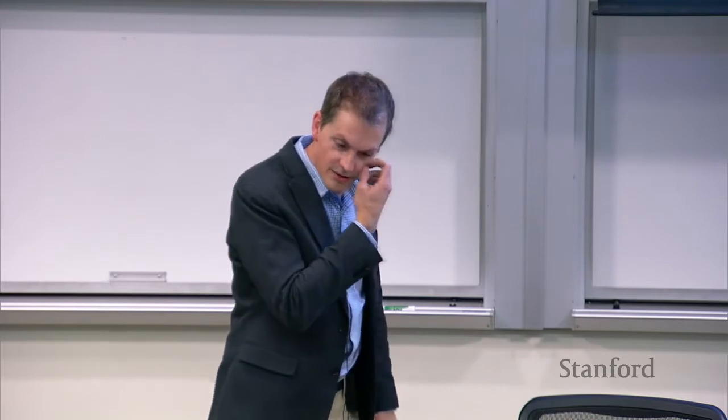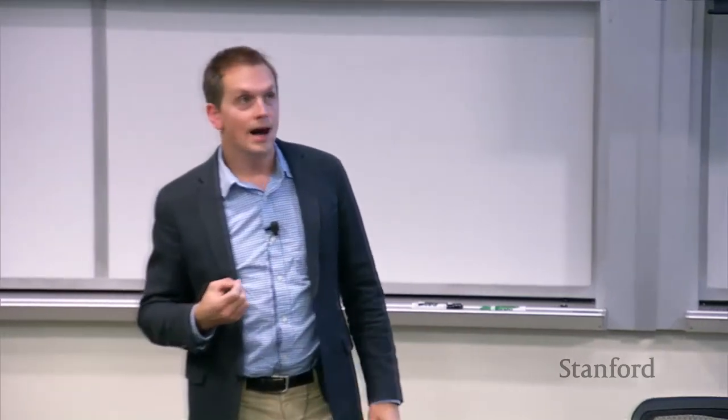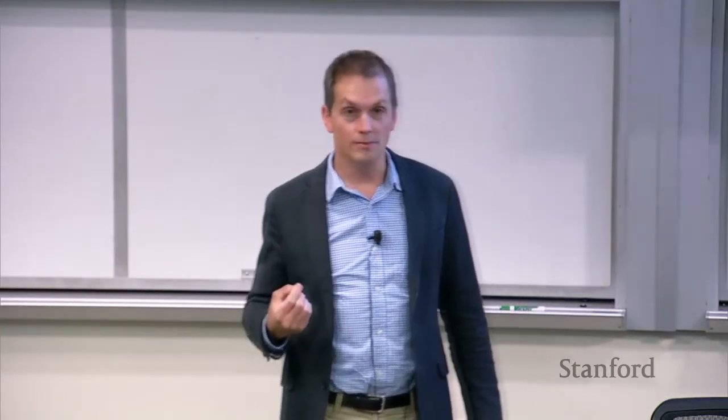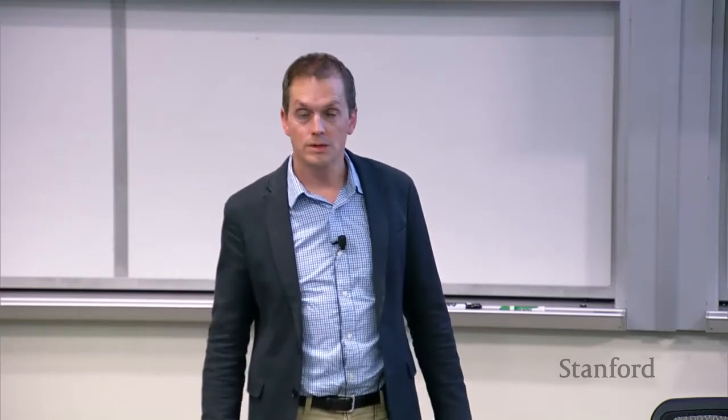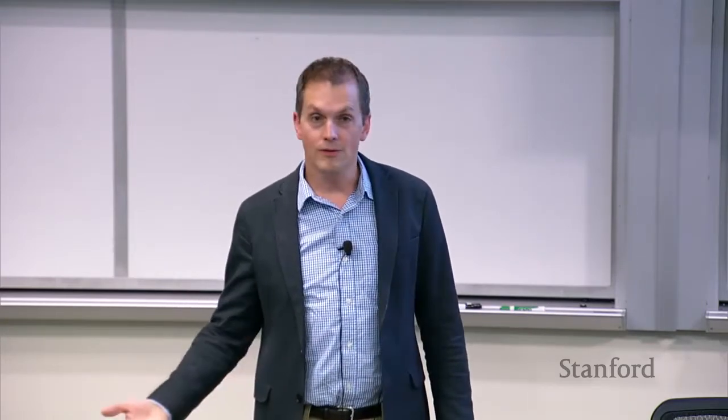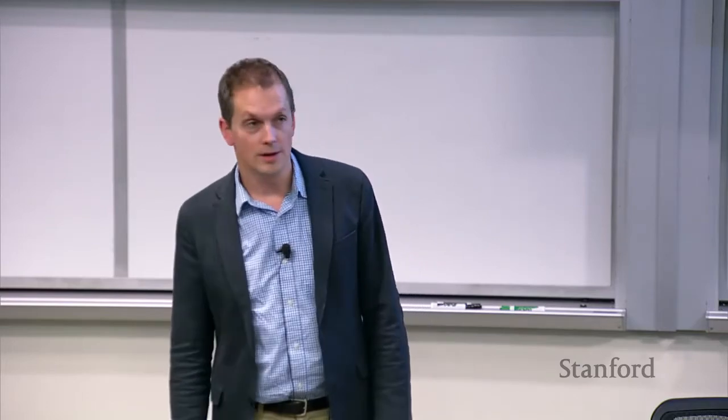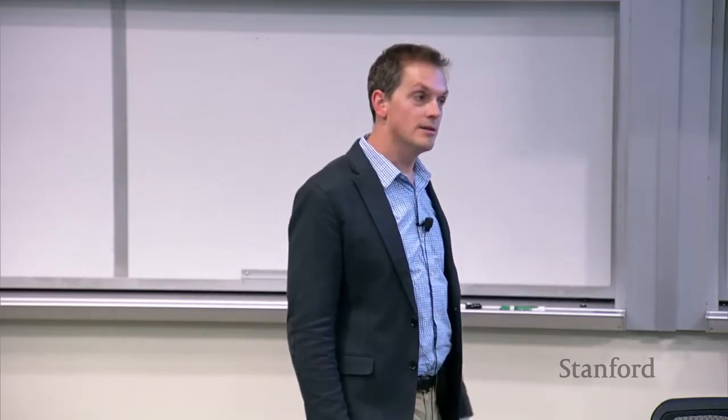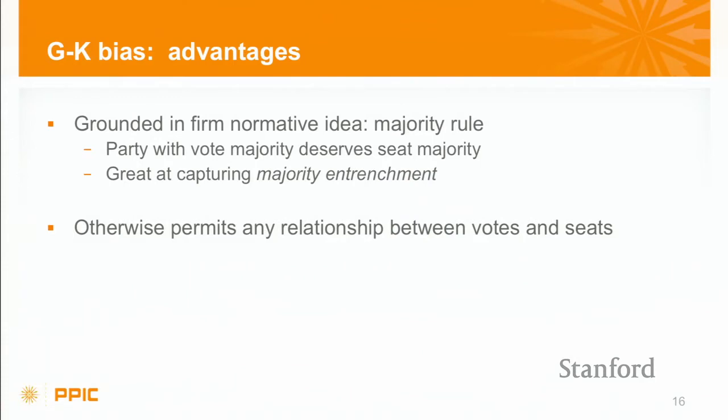So the advantages of this, I think of this as a really good measure of majority rule. The party with a vote majority deserves a seat majority. Symmetry tends to be violated most consistently when that doesn't happen, where if hypothetically a party lost its vote majority, it would not necessarily lose its seat majority. That actually happened in the Wisconsin plan that's at issue in the Whitford case. So in that sense, it's really great at capturing majority entrenchment.